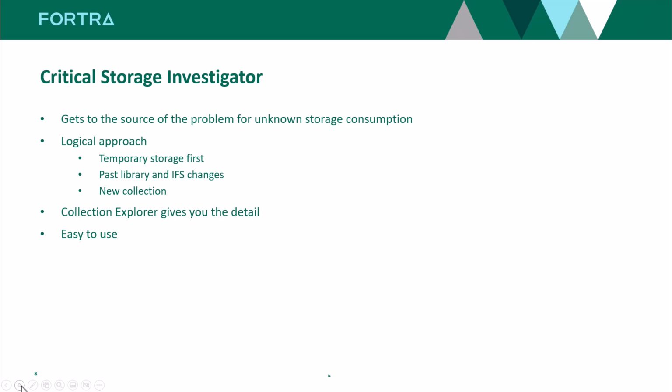We're going to look at temporary storage on the system first. Sometimes you have runaway processes that are consuming temporary storage. We want to notify you about that and give you an approach to look at it. Past library and IFS changes, and then of course, if that's not where the problem is, running a new collection so that you can get the details that you need. Then also I'm going to dive into Collection Explorer, give you a way of taking a look at what has changed. So with Robot Space, once it's set up, it's easy to use.